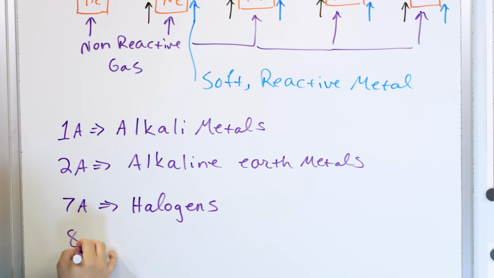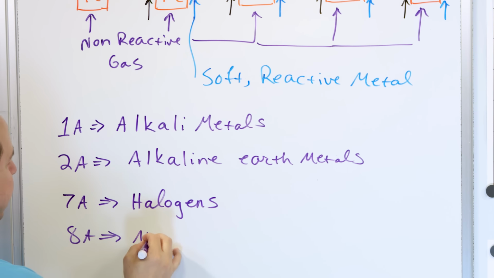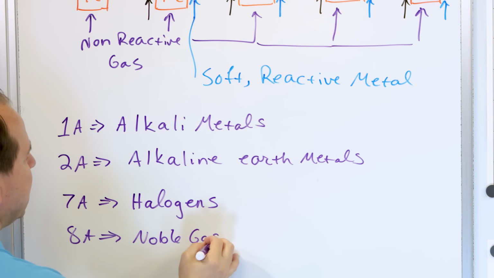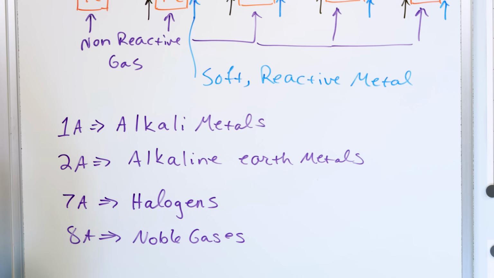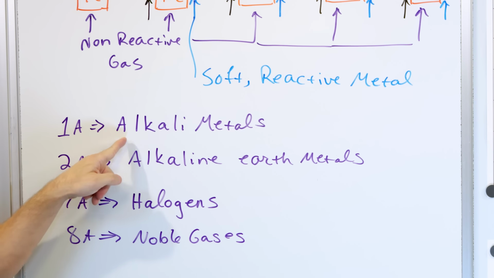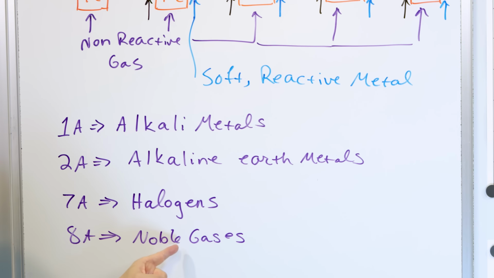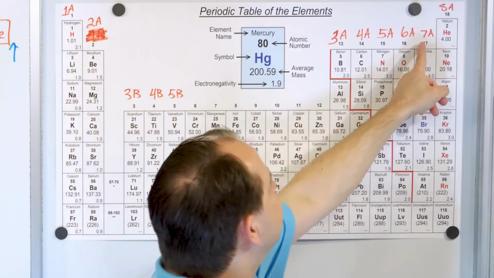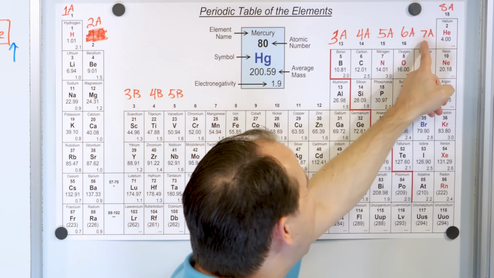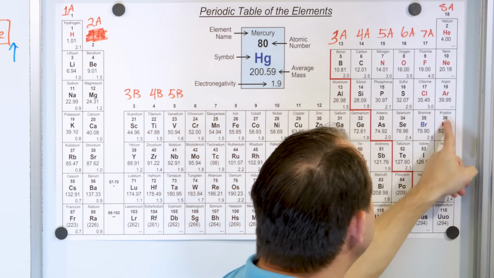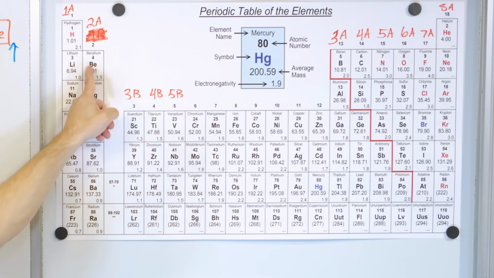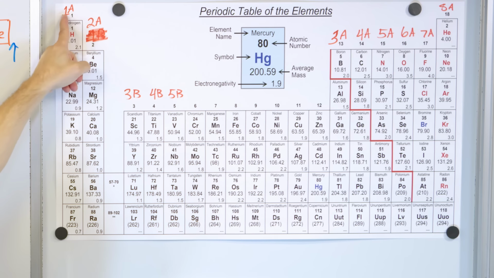And over here at 8A, we have those noble gases. There are other names for other groups, but these are the most important ones. You have the alkali metals and the alkaline earth metals on the left side of the table, and then you have the halogens and the noble gases on the right side. So this group right here is called the halogens, and this group is called the noble gases, and this group is called the alkaline earth metals, and this one's called the alkali metals.